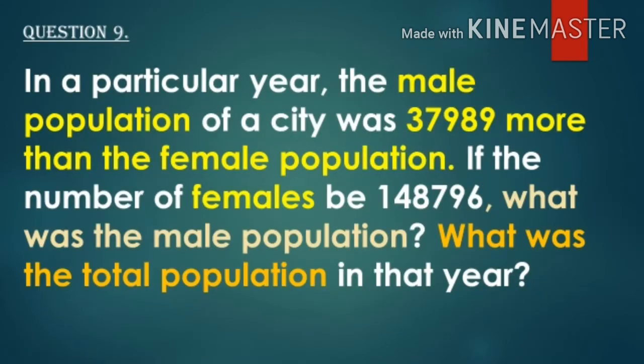Let's do the last question, that is question number 9. In a particular year, the male population of a city was 37,989 more than the female population. If number of females be 1,48,796, what was the male population? Also you have to find what was the total population in that year. It means here 2 questions are given. You have to find the male population as well as you have to find the total population in that particular year.